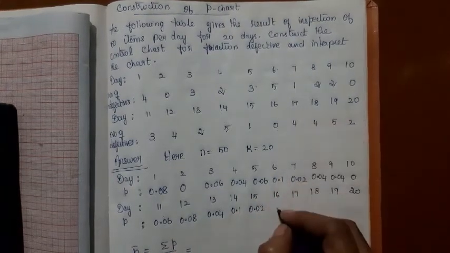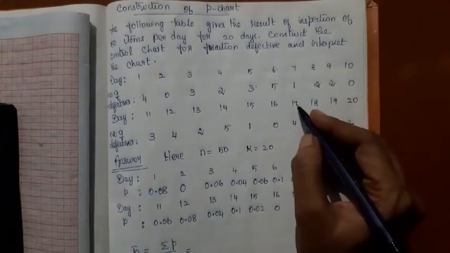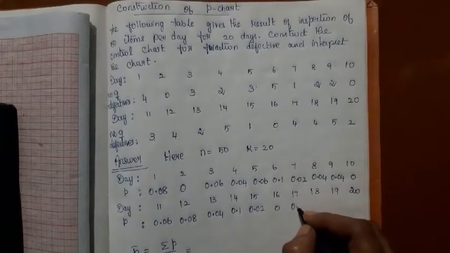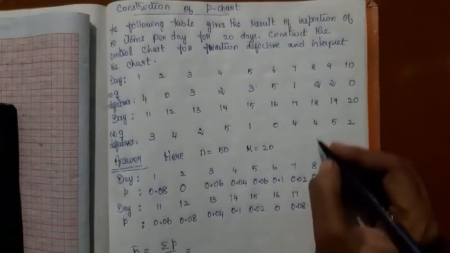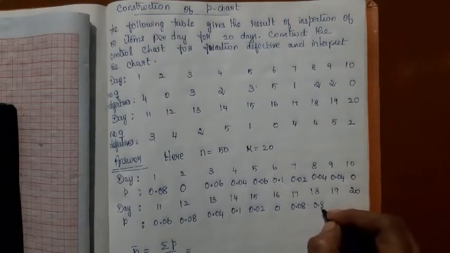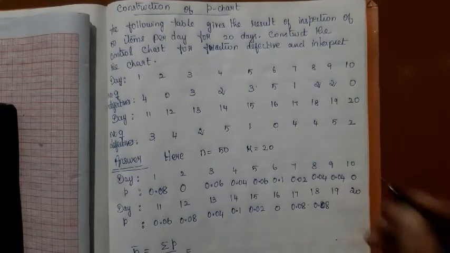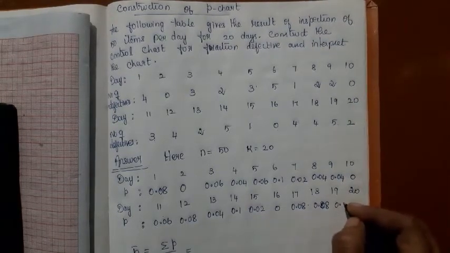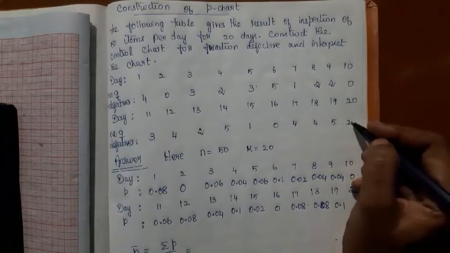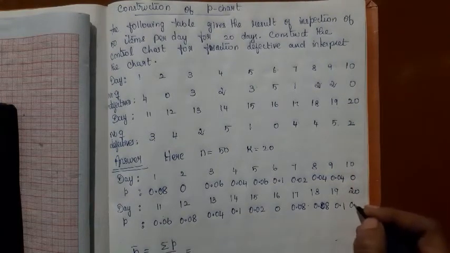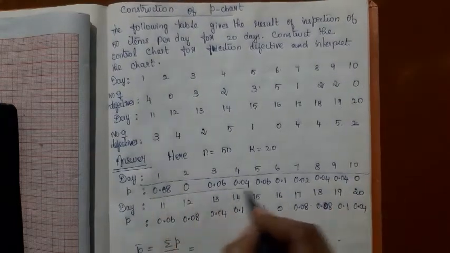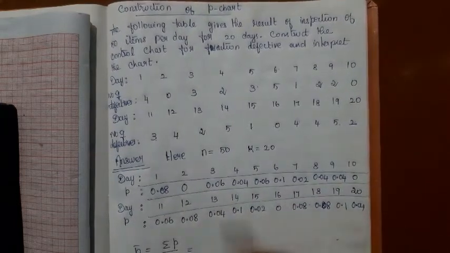On 16th day, it is 0. On 17th day, it is 4, so 4 divided by 50. Here again 4 divided by 50. Sorry, 0.8. On 19th day, it is 5 divided by 50. On 20th day, it is 2 divided by 50. So, I have computed the P values for each of the lots.